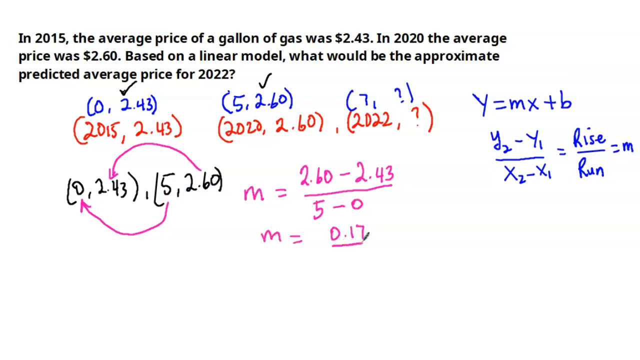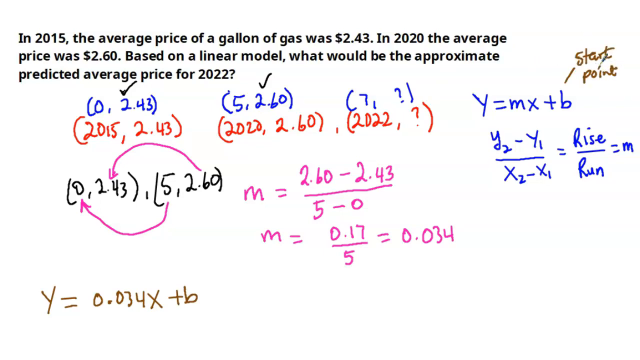So 17 cents, all divided by 5, gives us 0.034. Now we can put it together. The slope is 0.034, so we have 0.034x plus our b. The interpretation of the b is always the start or the initial point. At the initial point, x is 0, so this is the y-intercept. We can put everything together, and we get 0.034x plus $2.43.